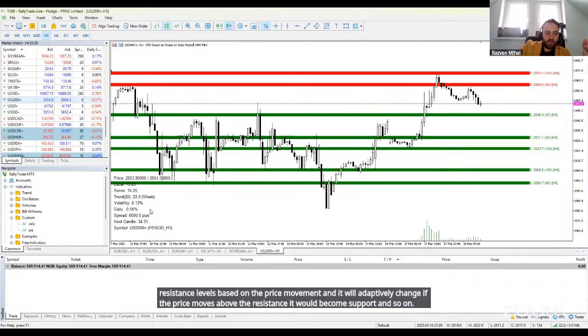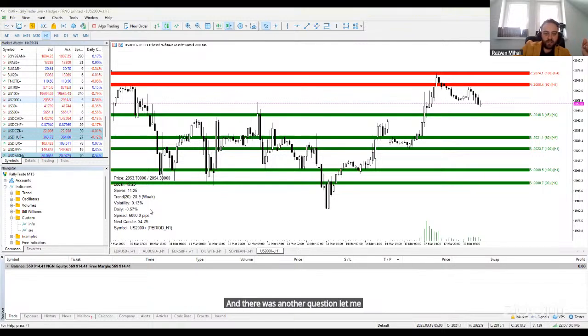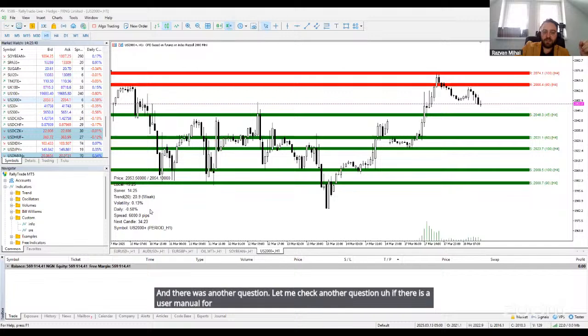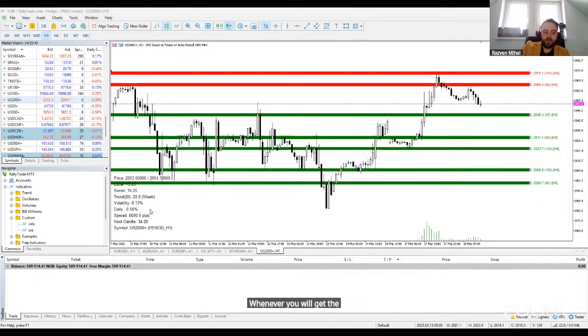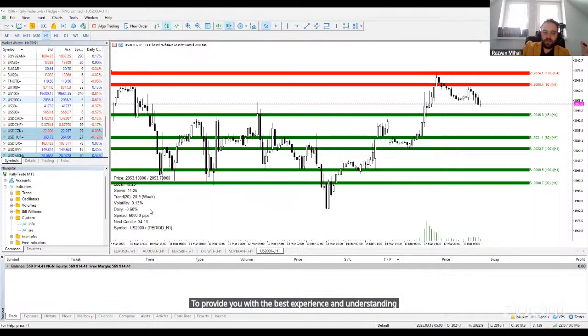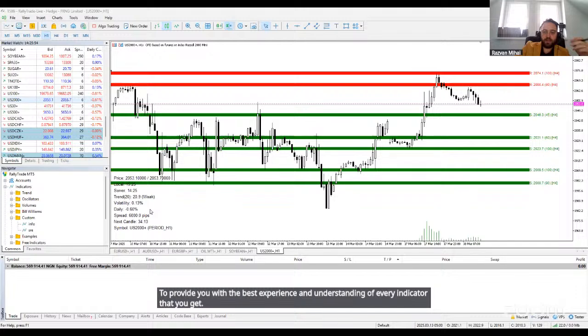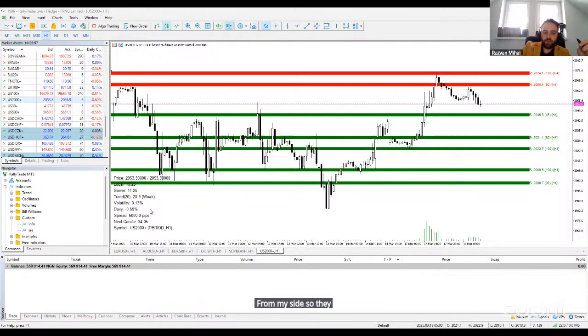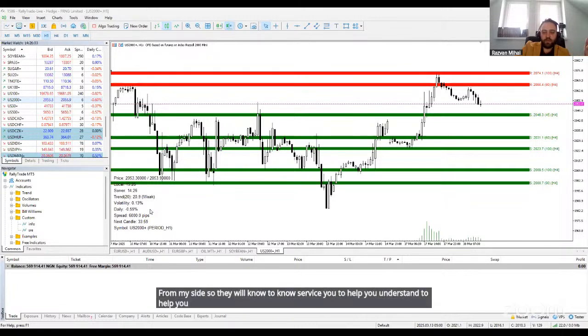And there was another question. Let me check. Another question: if there is a user manual for these indicators. Whenever you get the indicators from your account manager, they will be trained personally by Shogun to provide you with the best experience and understanding of every indicator that you get from my side. So they will know how to service you, to help you understand, to help you apply them on your charts. And if you have any other questions, I'll make sure they'll be ready to answer all of them.